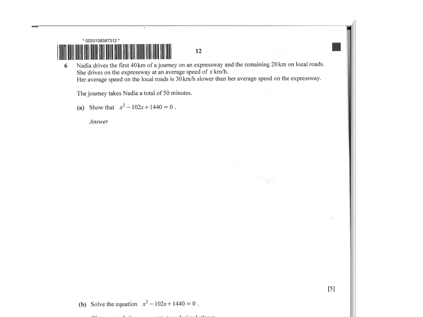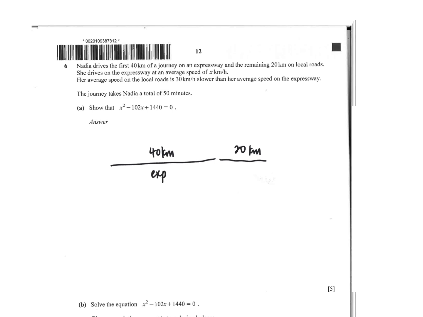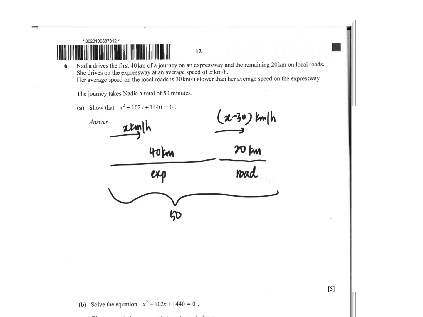Yep. 6A. Okay. Nadia drives the first 40 kilometers of a journey on an expressway, and the remaining 20 on a local road. So this is expressway, this is road. She drives on the expressway at an average speed of X kilometers per hour, and her average speed on the road is 30 kilometers per hour slower. Then she takes a total of 50 minutes for the whole journey.